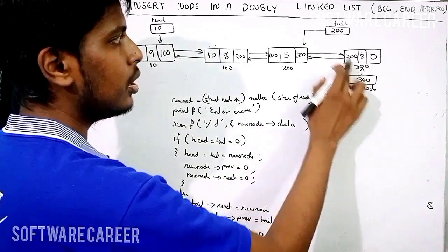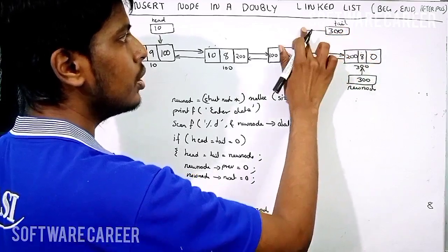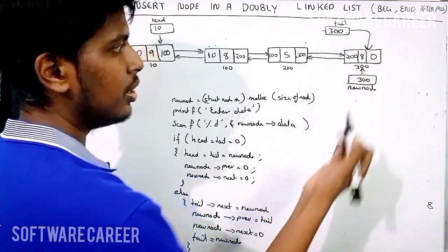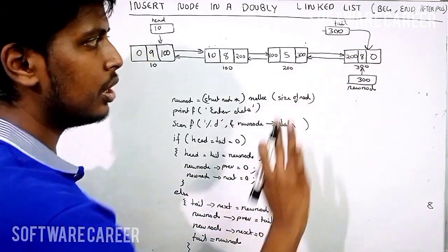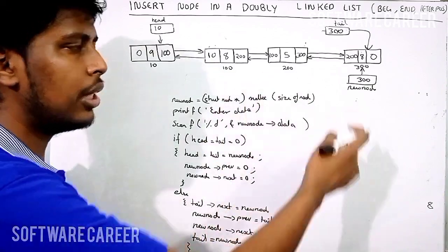Now the new node is 300. 300 is put on the tail. So this pointer is getting cancelled and tail is pointing towards the node which has address 300. So it's pointing towards the last node. This is how you should insert a new node at the end of a doubly linked list.